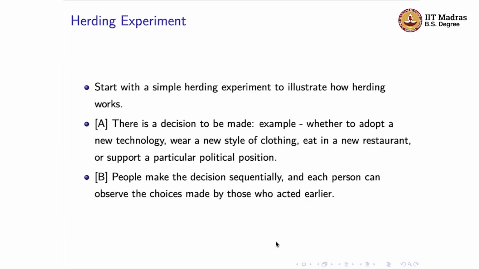The second component is that you have people who are going to be making decisions sequentially, and each person is going to observe the choices made by those who have acted earlier. By sequentially, I mean that there is a particular order in which the decisions are being made. The order matters in the sense that each person who comes later can observe the choices that were made by those who acted earlier.